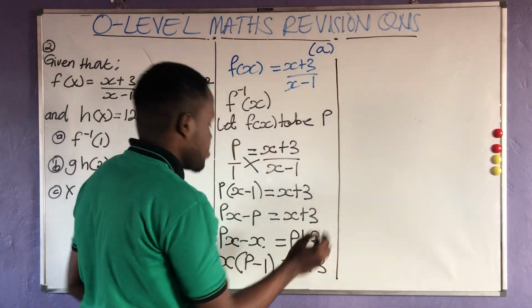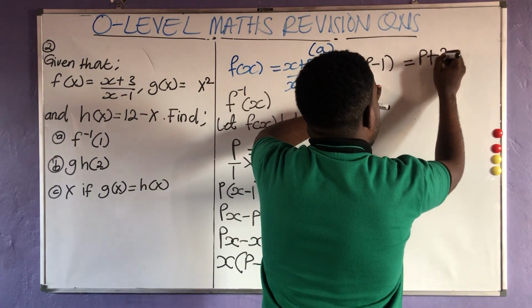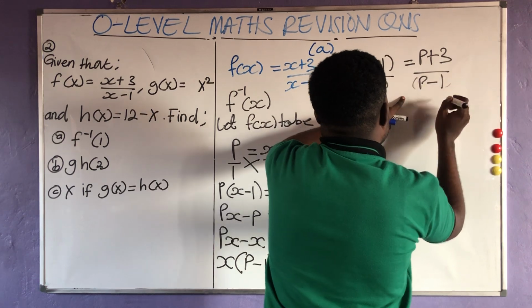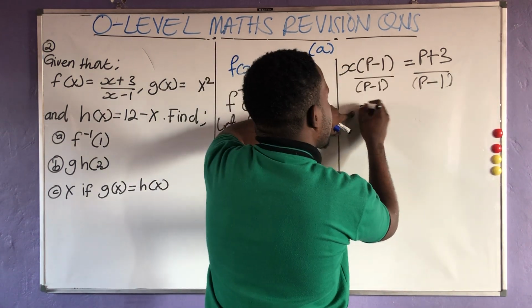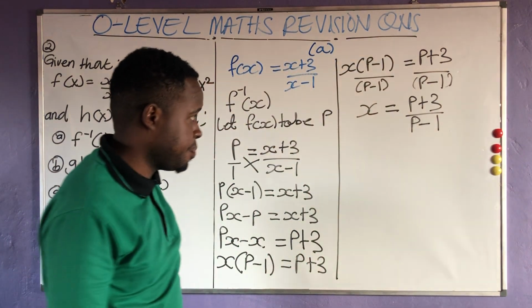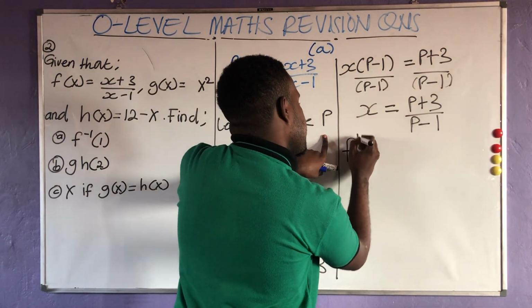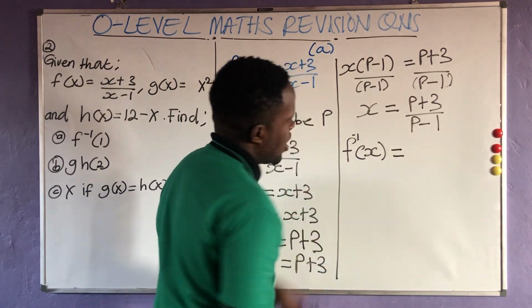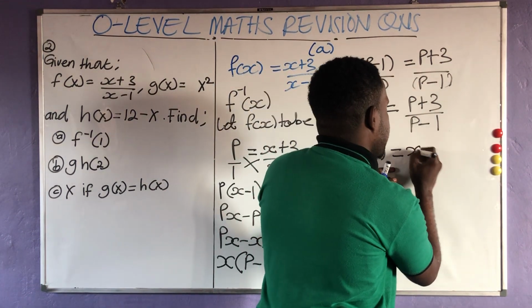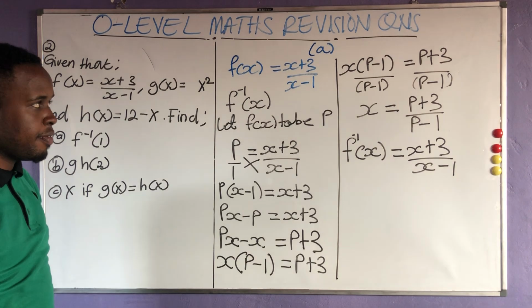Let me write it here. I'm having x into (p - 1) being equivalent to p + 3. So I'll divide both sides with p - 1. This and this will go, and I'll end up having x being equivalent to (p + 3)/(p - 1). So the last step is concluding. We shall substitute x with our inverse function, so this will be the f inverse of x. And where we are having p, we shall replace back x, because this is a function in x. So we shall have (x + 3)/(x - 1). Friends, that is our beautiful inverse here.